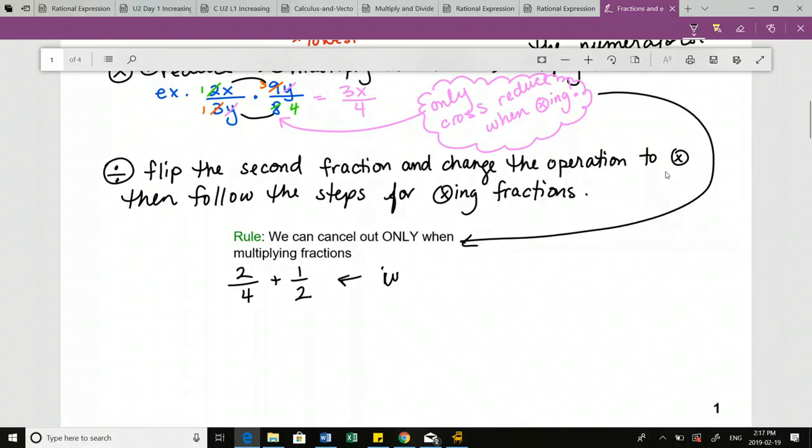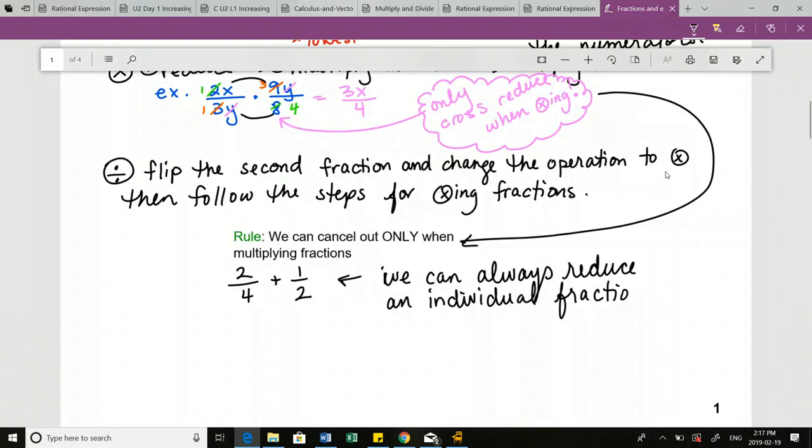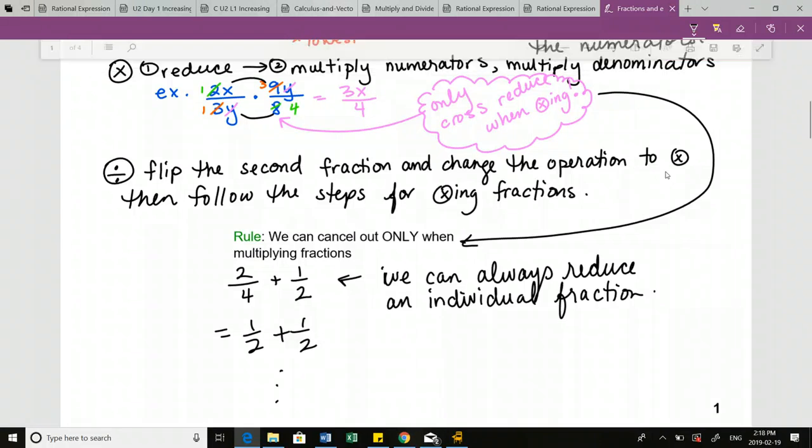Okay. So we can always reduce an individual fraction, like what we have as 2/4 here. So if you ever need to, you can. In this case, it's actually easier for us to just reduce it, and then I can just add those together, right? But this little cross-canceling thing that I did when I showed you this multiplication, I only want to do that if there's a multiplication sign between. I can never do it if there's any other sign.